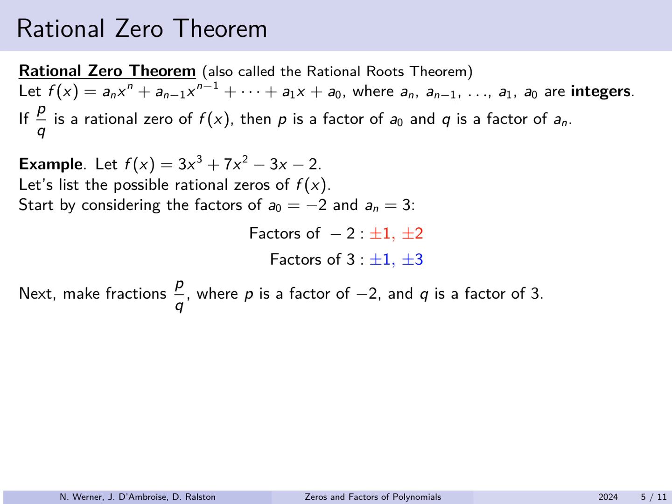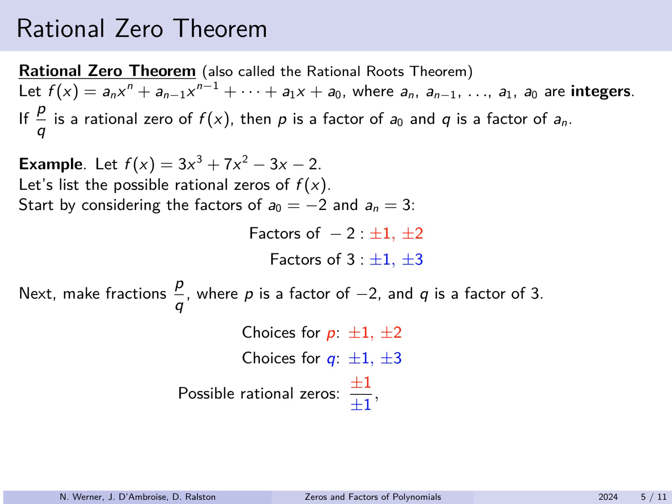So now what we do is we make all possible rational numbers or fractions we can, where we take a factor of the constant term, negative 2, divided by a factor of the leading coefficient, 3. So for the numerator, we could choose plus or minus 1 or plus or minus 2, and for the denominator, we could choose plus or minus 1 or plus or minus 3.